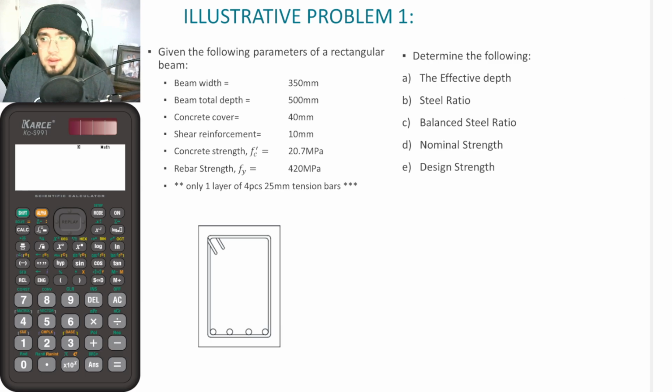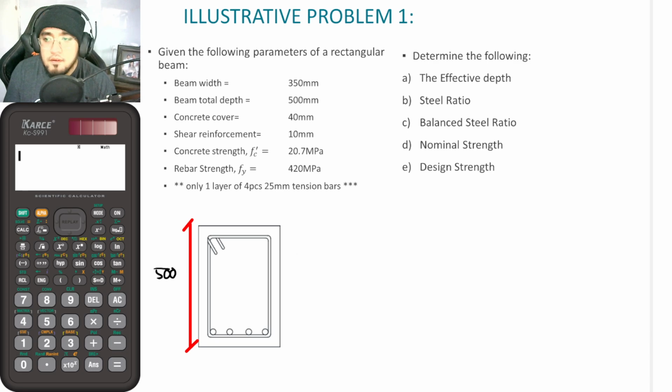The first requirement is the effective depth. The effective depth is measured from the extreme compression fiber up until the centroid of our rebars. As you can see here, only one layer of 4 pieces of 25 mm tension bars will be used. In order for us to solve for this dimension, we must first list the total depth, which is equal to 500 mm.